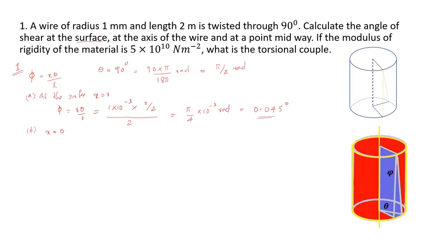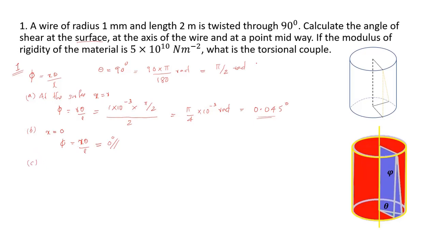At the axis, x is equal to 0. Therefore, the angle of shear phi, which is equal to x theta by L, will be equal to 0. So there is no shear at the axis. It is 0 degree shear at the axis.